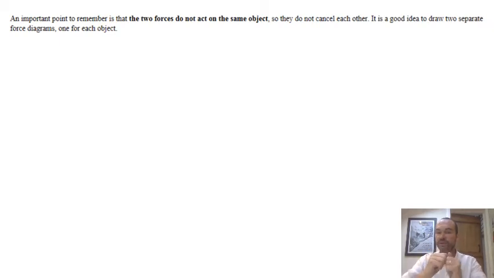When's that going to be important? It's going to be important when we've got something sat on a surface and we might be drawing the weight acting on that object and a reaction with the floor. Reaction and weight aren't a pair in the sense of action and reaction. We're going to come to that in the second lesson this week.